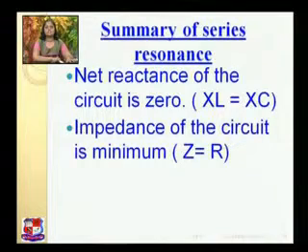So impedance of the circuit is minimum, because Z is equal to the square root of R square plus (XL minus XC) square. So XL minus XC is equal to 0, so Z is equal to the square root of R square. So Z is equal to R. So impedance of the circuit is minimum due to cancellation of the reactive part.